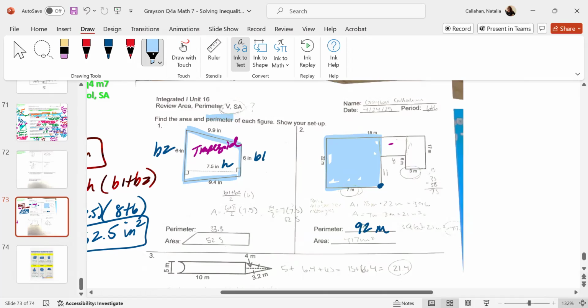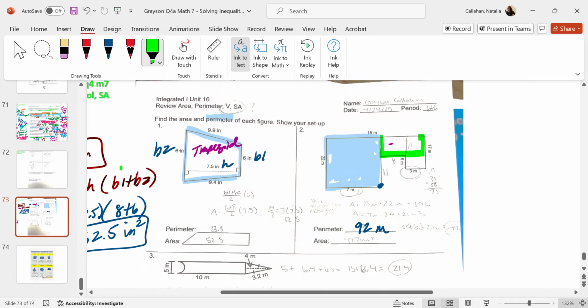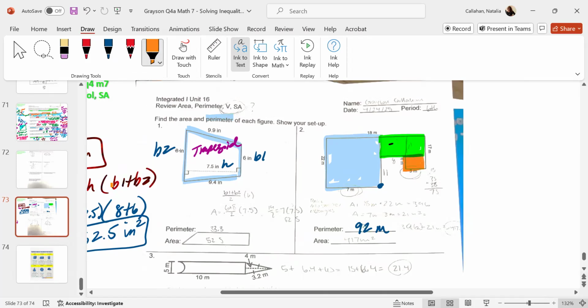Section off. We have the blue one. You have the green one. And what's left over? Orange. You need to section off yours too. So you know how you do this.